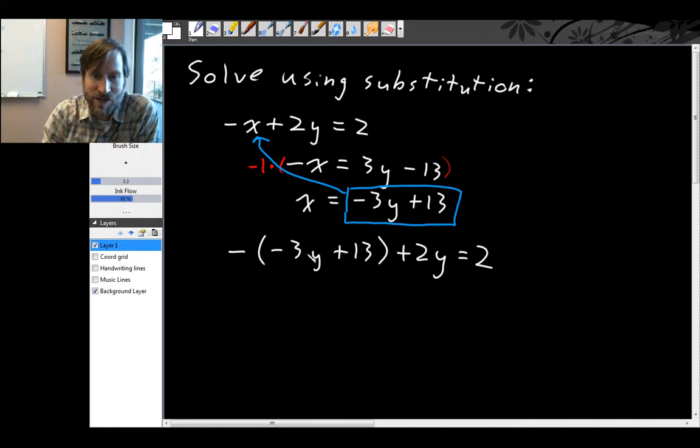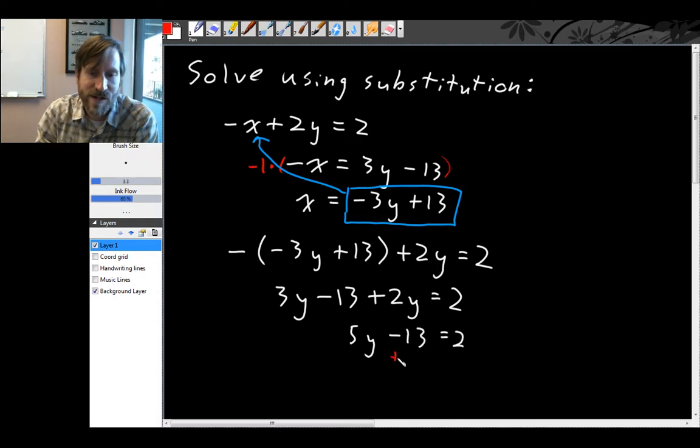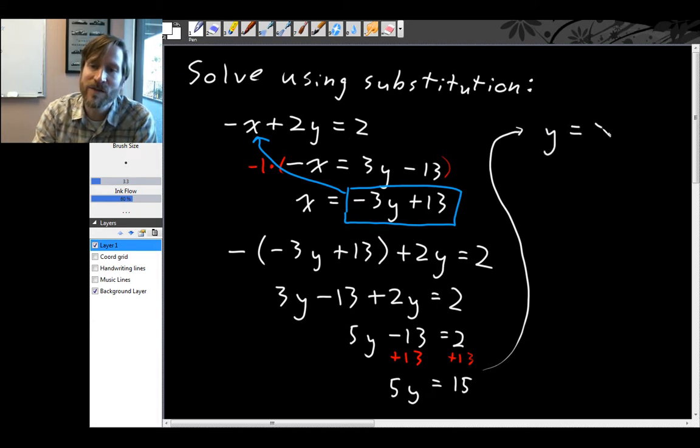So let's start by distributing this minus sign. We get 3y minus 13 plus 2y equals 2. Now we can combine all these y's. We get 5y minus 13 equals 2. And then add 13 to both sides. We get 5y equals 15. And then divide both sides by 5, and that means y is 3.